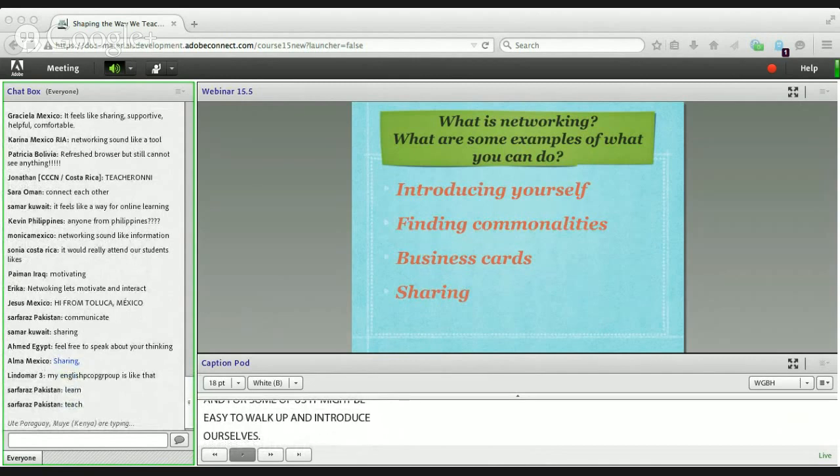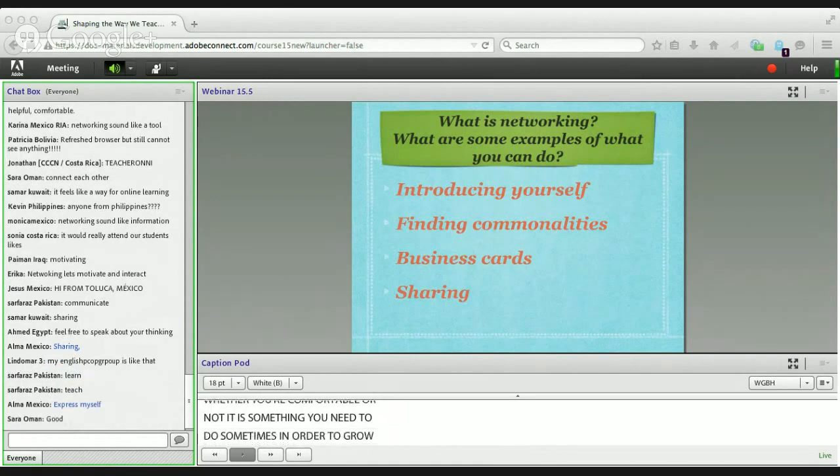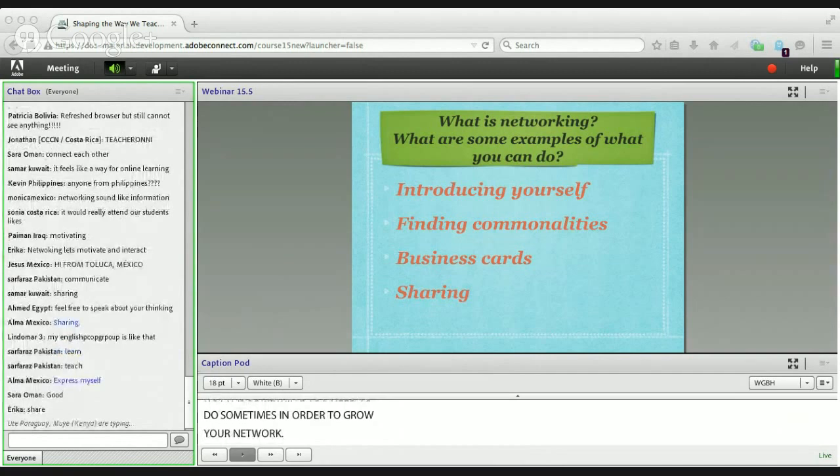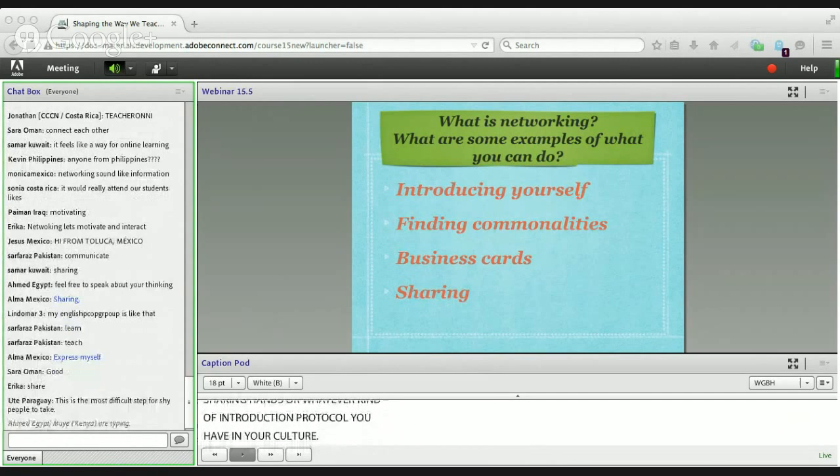So, saying hello, shaking hands, or whatever kind of introduction protocol you have in your culture, making small talk. So this is the first step. You have to put yourself out there.